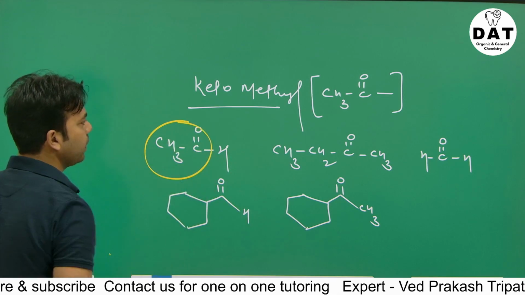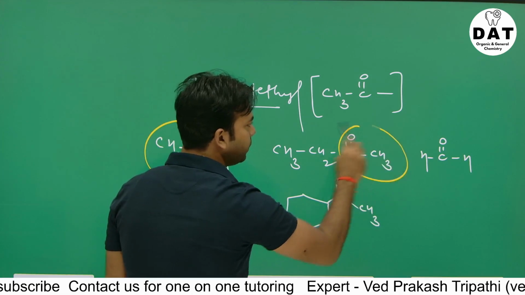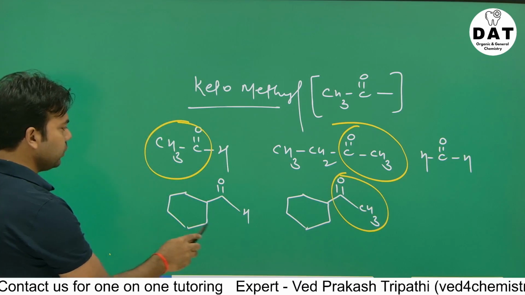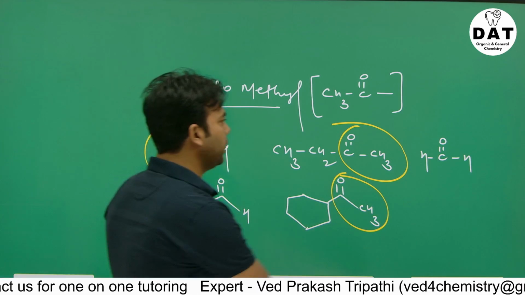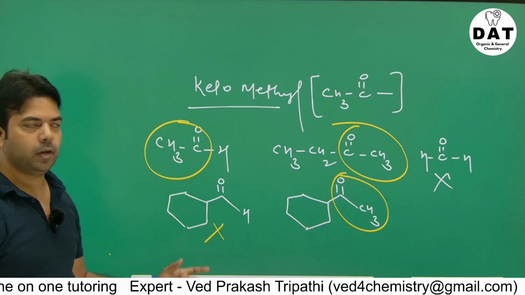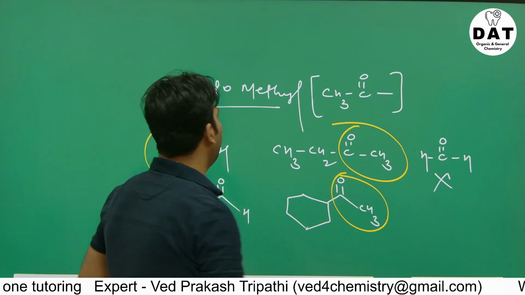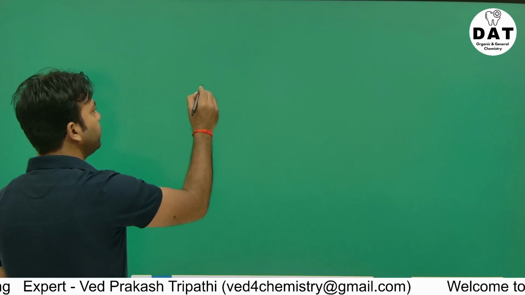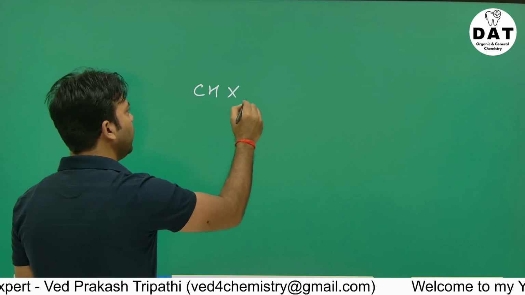COCH3, COCH3, COCH3. While this one has no, this one as well. So these two cannot give haloform and this one will give haloform, which is very important. This kind of CHX3 is called haloform.